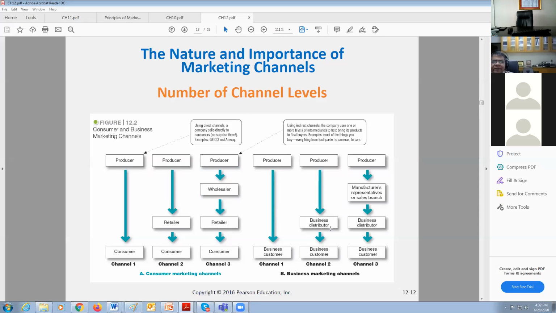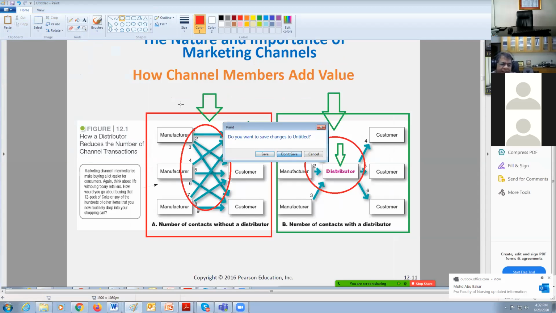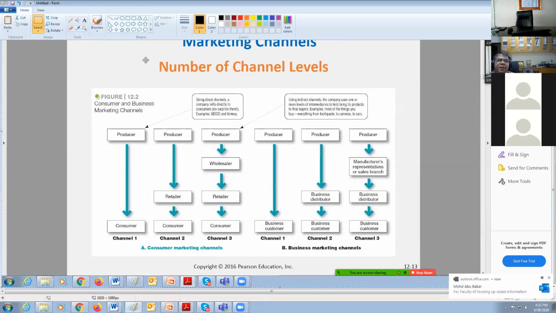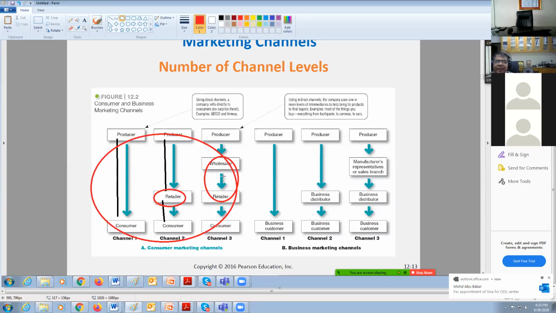Now, the number of channel levels, you will find various numbers of channel levels. As we go along, we will explore later on. So now look at this particular one. The producer goes to the consumer directly, but here the producer goes to the retailer and then the consumer. So this is only one level, but to come to channel 3, you are crossing two channels, wholesaler and retailer. So you need to understand this mechanism as well.